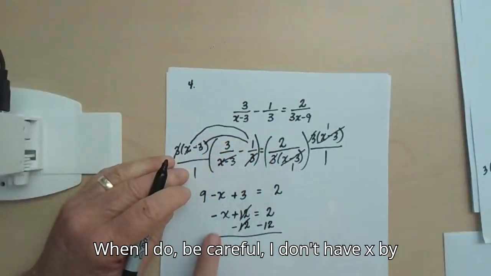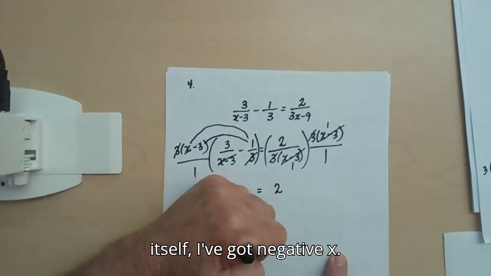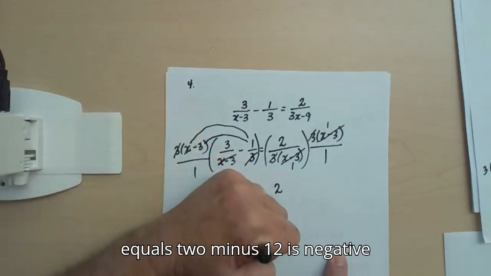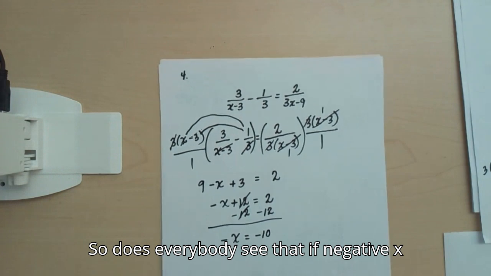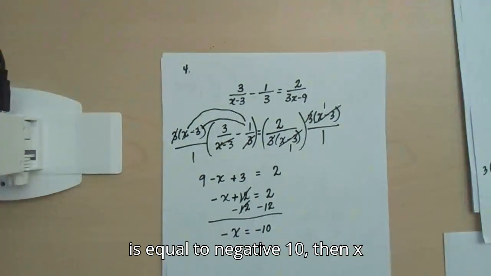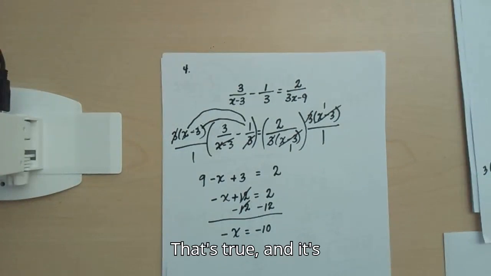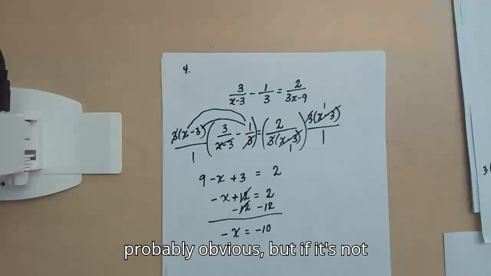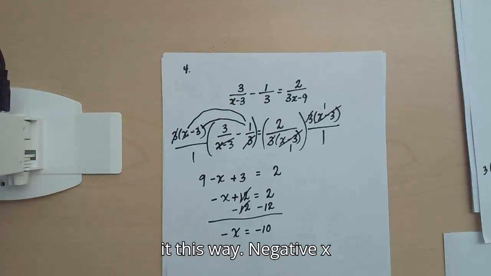When I do, be careful. I don't have x by itself. I've got negative x equals 2 minus 12, which is negative 10. So does everybody see that if negative x is equal to negative 10, then x must be equal to positive 10? That's true, and it's probably obvious, but if it's not obvious, just think of it this way.